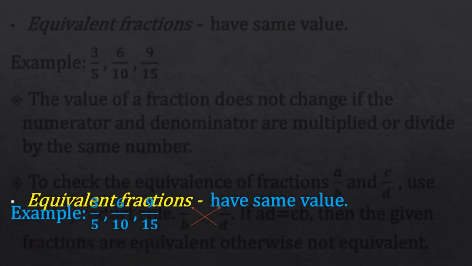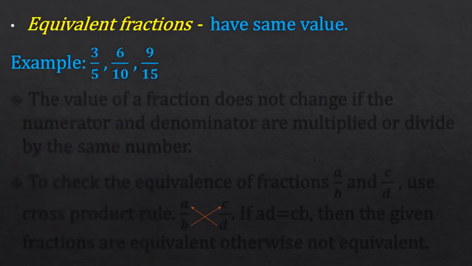Next is equivalent fraction. What is an equivalent fraction? Equivalent fractions have the same value. Example, 3 upon 5, 6 upon 10, 9 upon 15. How can we say that these three fractions are equivalent fractions? Now see, 3 upon 5 is already in simplest terms.